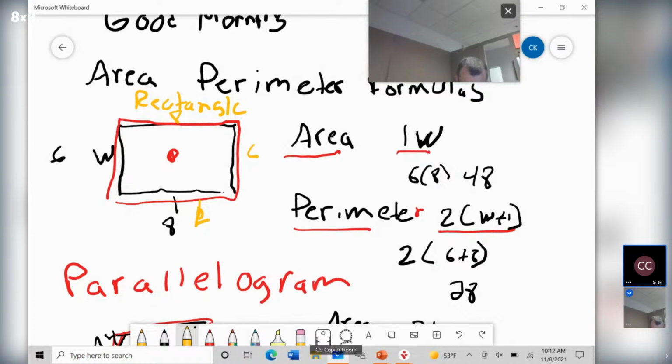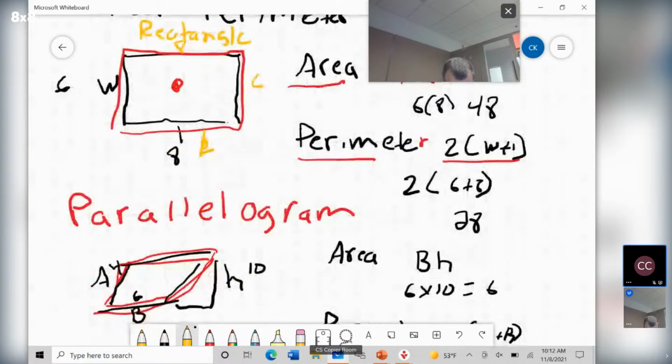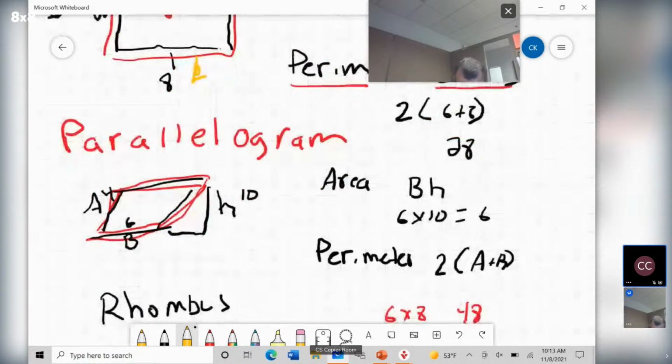Okay. All right. So the parallelogram. Area is base times height, and you're going to see the height always has that little line outside of it. In this case, the height was 10, and the base was 6, so it's just 6 times 10. And for the perimeter, you would just add A plus B. In this case, it's 4 and 6 times 2. So in that case, it's going to be 20. So perimeter is 2 times A plus B, and the area is just the base times the height for a parallelogram.